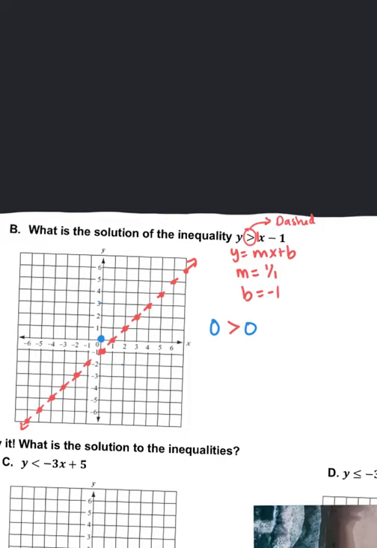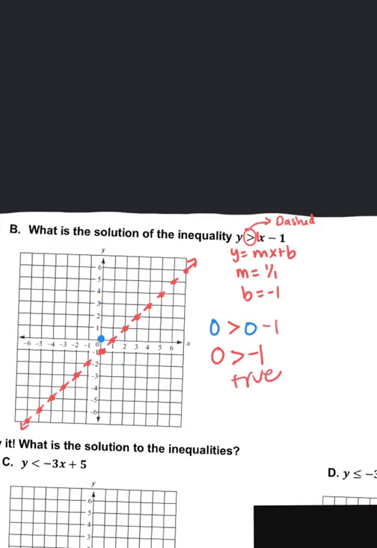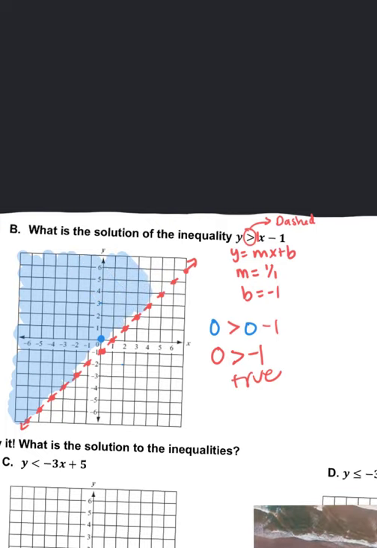So I saw y greater than, 0 plugged in for x, and then minus 1. Now I'm just going to keep simplifying. So I'll have 0 is greater than 0 minus 1, which is negative 1. Is 0 bigger than negative 1? Yes, this is true. And since it is true, I'm going to shade where 0, 0 is. So I'm going to shade all along the boundary line, covering 0, 0 because it is a true statement. So 0, 0 is a solution to our inequality.